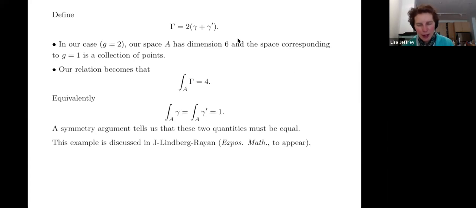This example is discussed in a survey article, which is written by me together with Aidan Lindberg and Steve Ryan, also on arXiv. Any questions to this point?